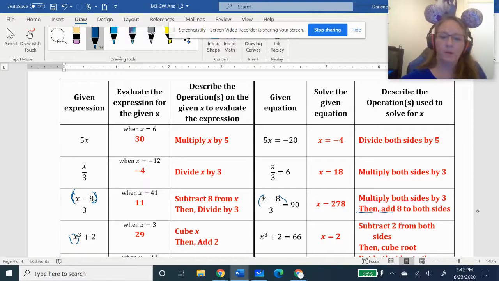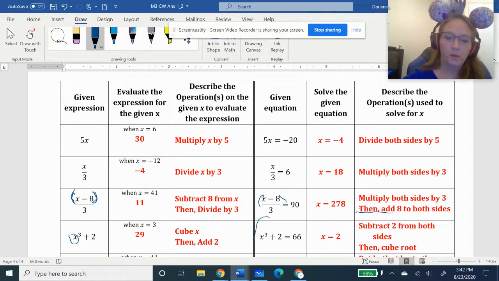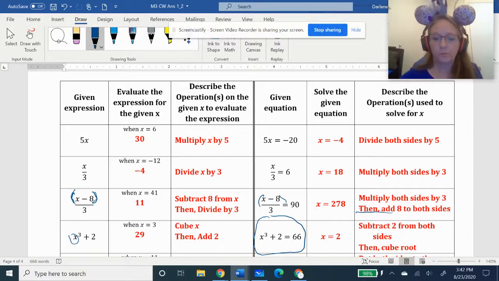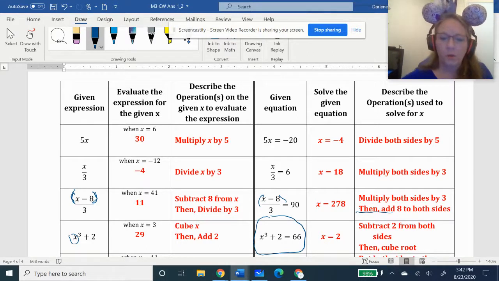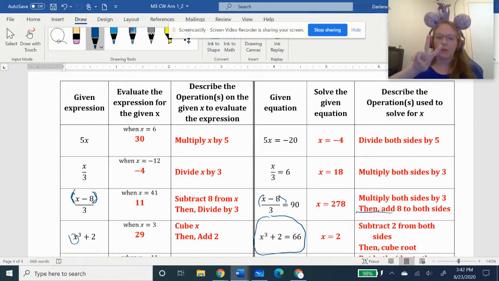Now over here on the right, x cubed plus 2 is no longer its own expression, it's one side of an equation. If you need to isolate the x, you have to go with what is the weakest operation. So between exponent and addition, addition is weaker. Undo that first with the opposite operation. Subtract 2 from both sides, then do the opposite of cubing, which would be cube root. Now, pause the video. Try the next one.